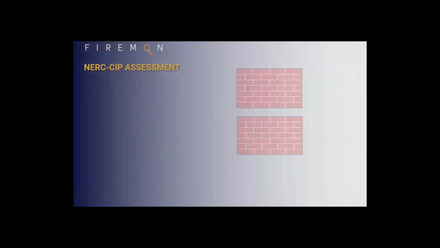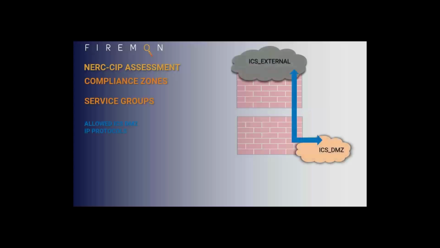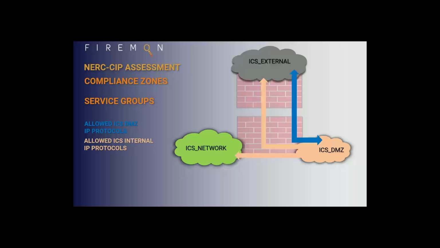It will also verify whether the ports in the allowed ICS DMZ IP protocols group are allowed in both directions between the ICS external and ICS DMZ compliance zones, whether the ports in the allowed ICS internal IP protocols group are allowed from the ICS DMZ zone to the ICS network and ICS external zones, and whether the services in the allowed ICS egress IP protocols group can pass from the ICS network zone to the ICS DMZ zone.